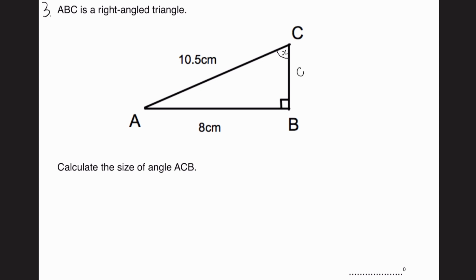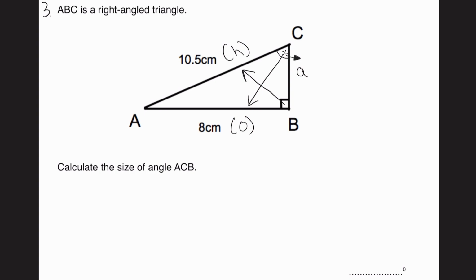This side has to be A because this is next to the angle. This side here is opposite the right angle, so this has to be the hypotenuse. And this side here is opposite the angle X, so this has to be opposite.